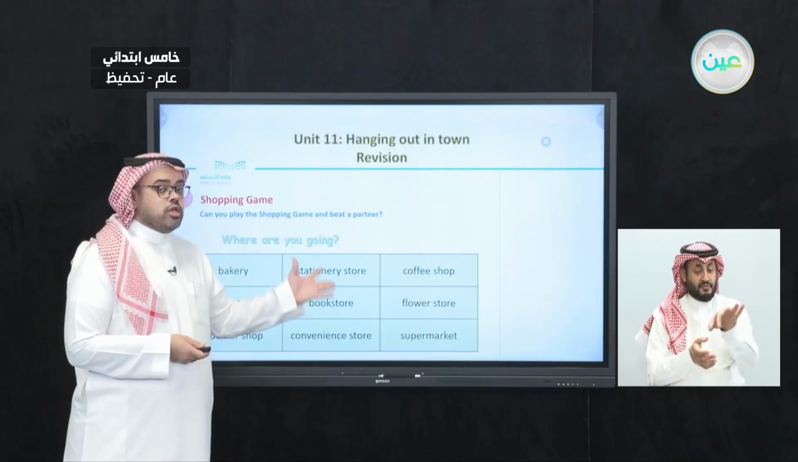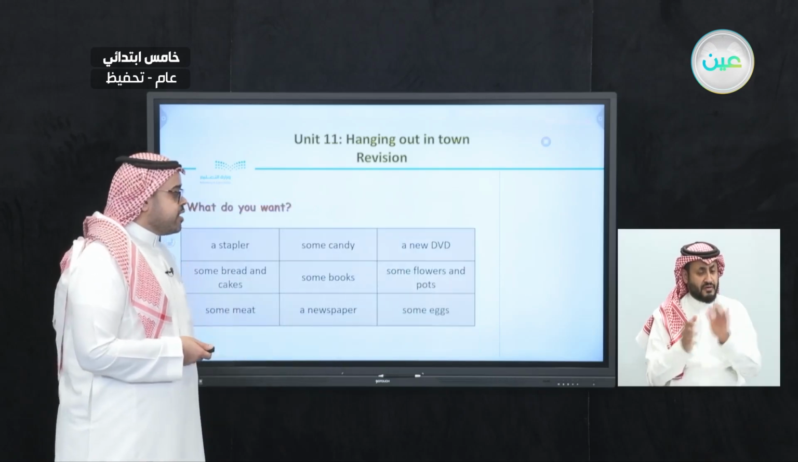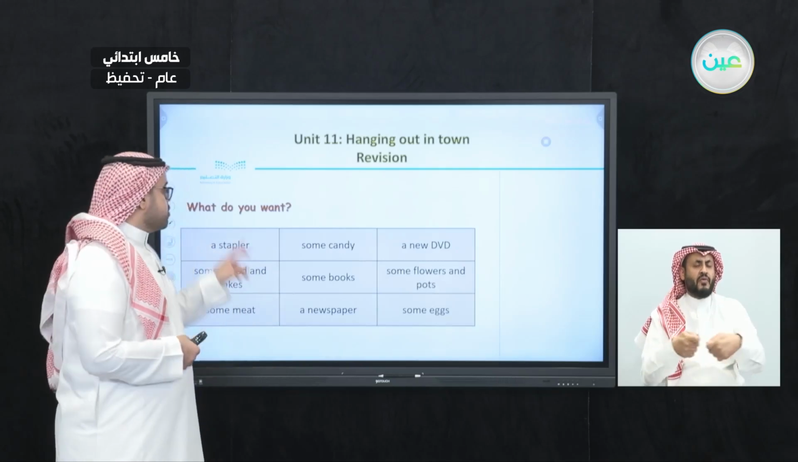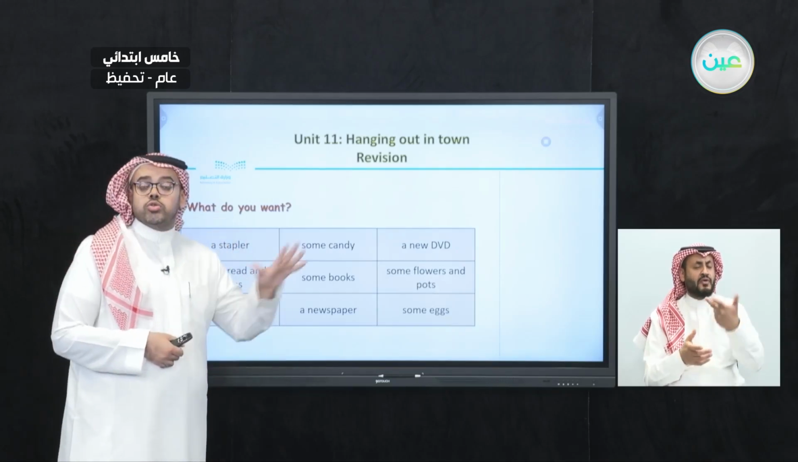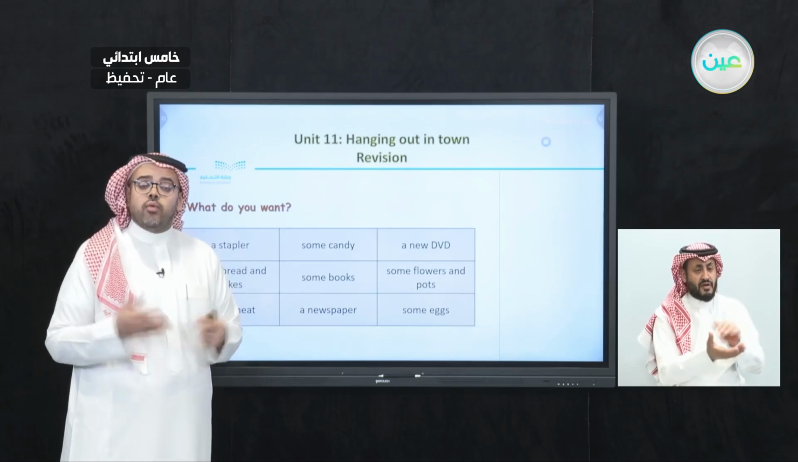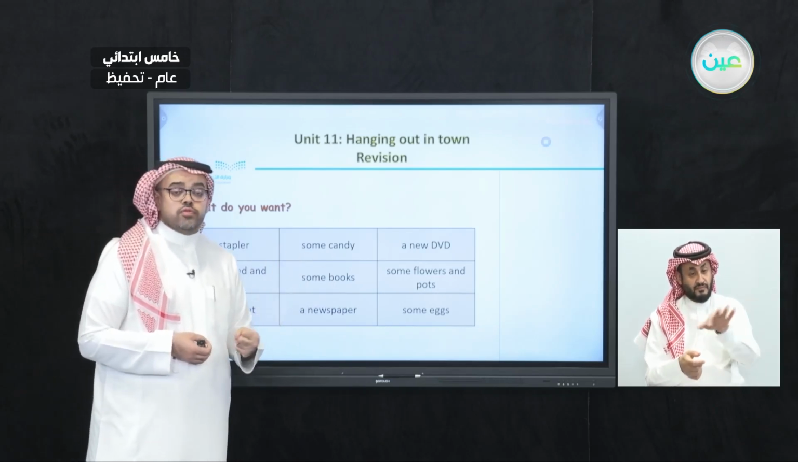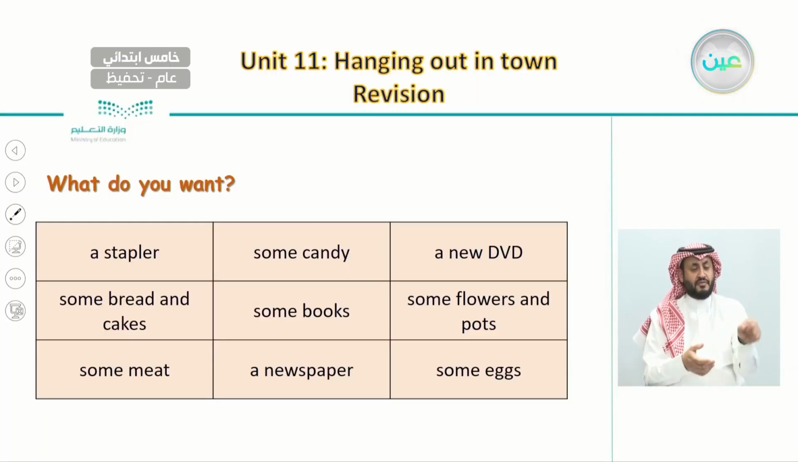And when he or she chooses a place, then you can ask him or her the second question, which is, what do you want? Okay, you choose a store, you choose a place, so what do you want? What do you want to do in this store? And he or she can choose from these, like for example, a stapler, or some candy, or a new DVD, some bread and cakes, some books, some flowers and pots, some meat, a newspaper, and some eggs.